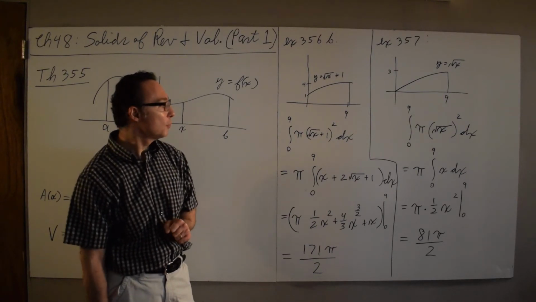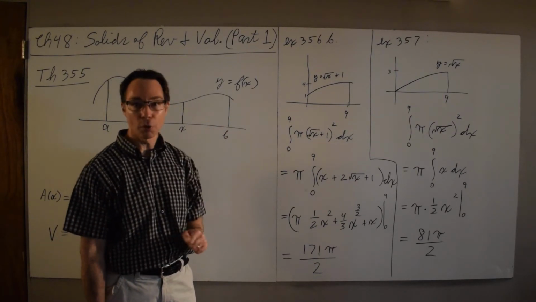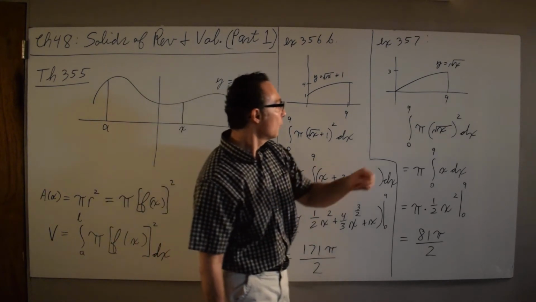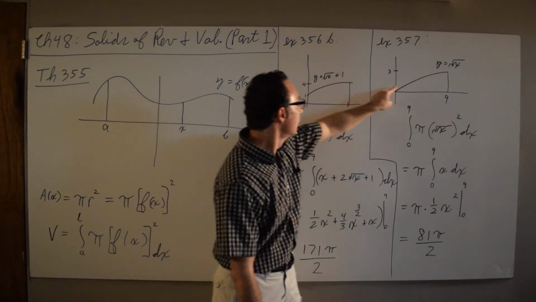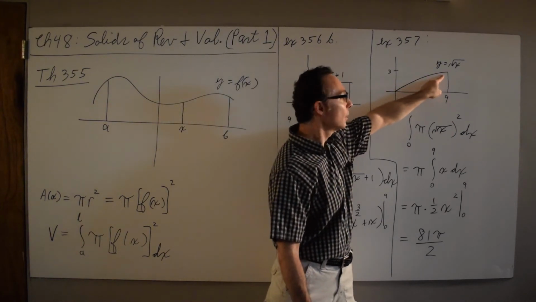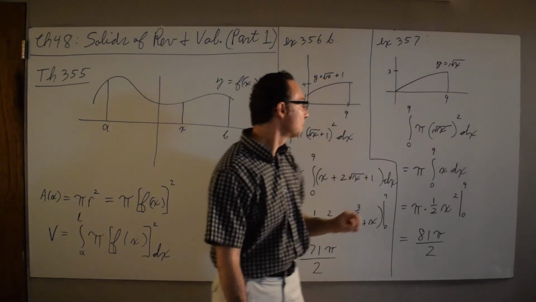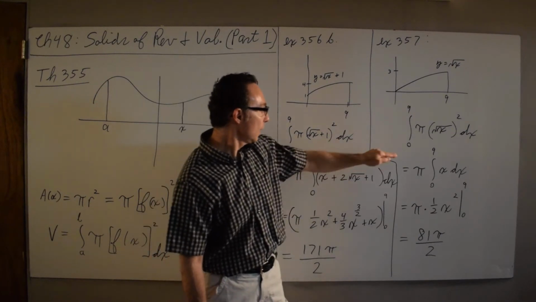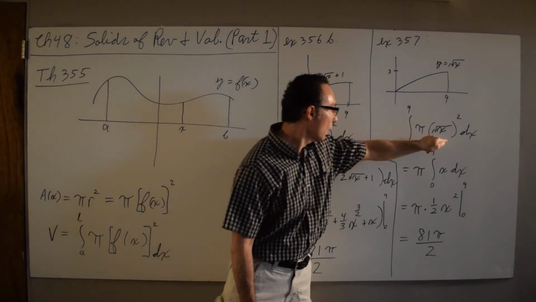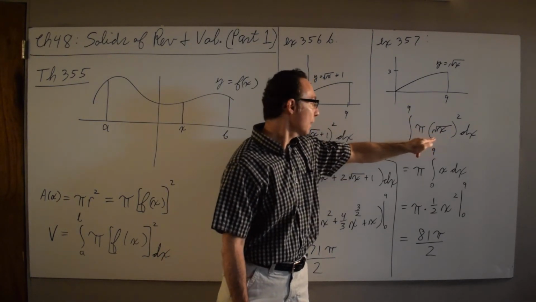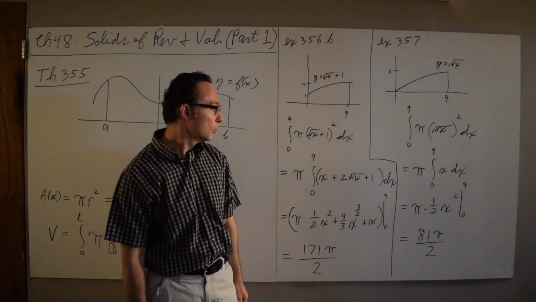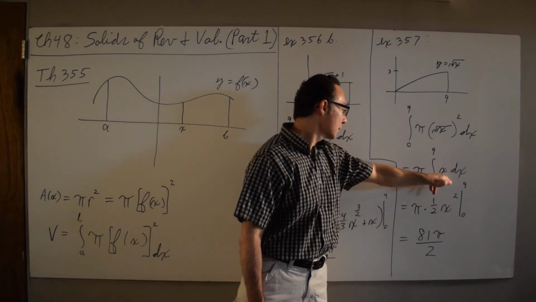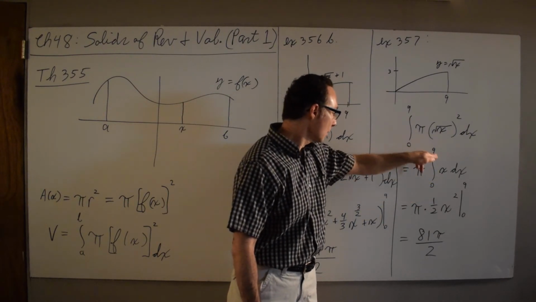Example 357 is similar, actually a little bit easier. The function we have is a square root function from 0 to 9. Square root of 9 is 3, so this is the point (9, 3) right here. Integrate 0 to 9 of pi r squared. R is f of x, so we just have pi times f of x squared. The square root function squared is simply x. So we're just integrating 0 to 9 of x.